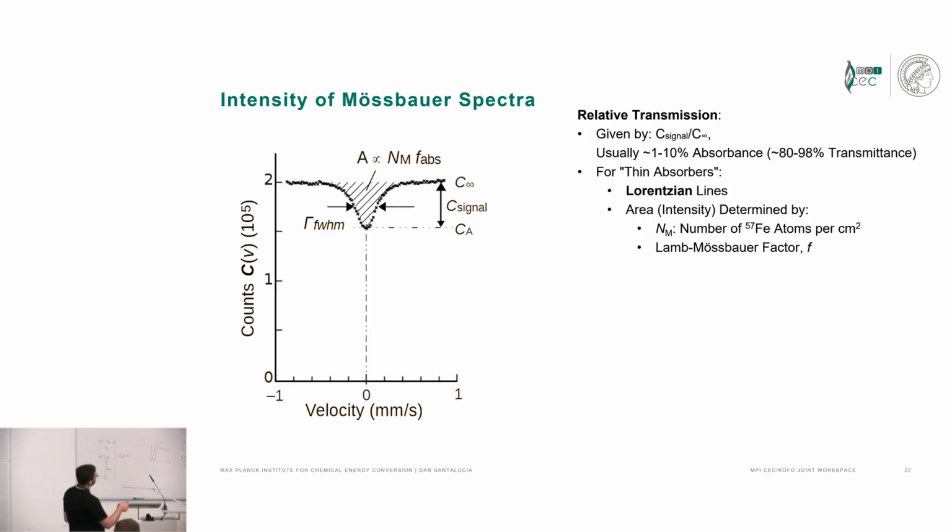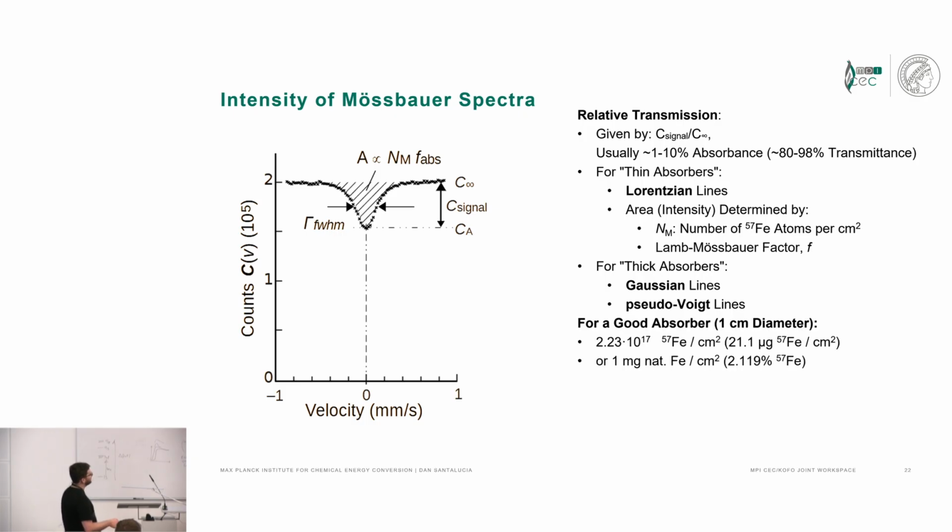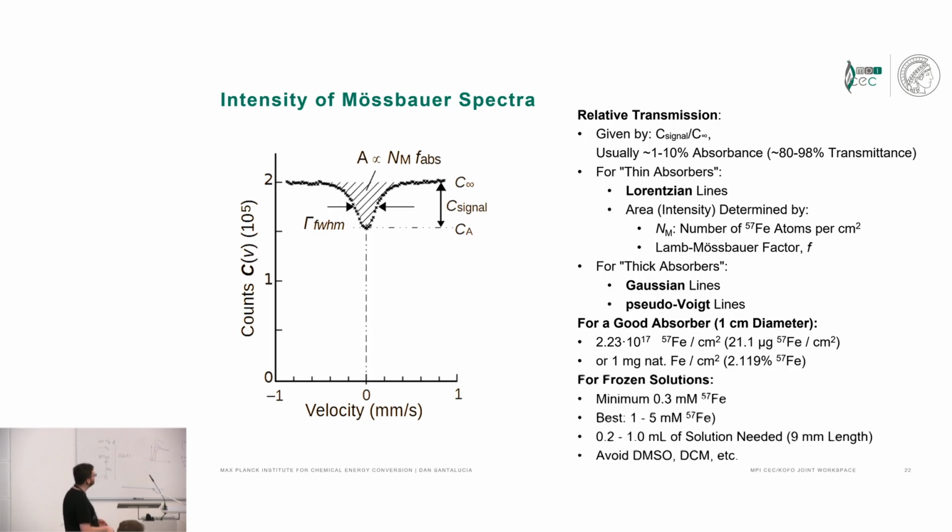But this area is therefore proportional to the number of absorbing Mössbauer atoms and the recoil-free fraction, that Lamb-Mössbauer factor. So the number of iron-57 atoms per square centimeter is essentially what determines this area, and the recoil-free fraction. I talked about that. So for a good absorber with 1 centimeter diameter, you have about 2 times 10 to the 17 iron-57 atoms per square centimeter, so that's about 21 micrograms of iron-57 for every square centimeter. Natural abundance iron is about 2% iron-57, so that's about a 1 milligram sample, okay?